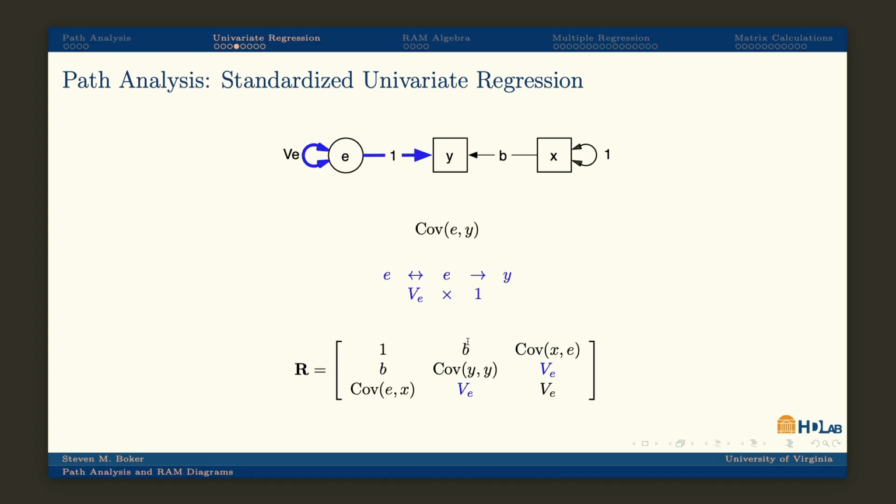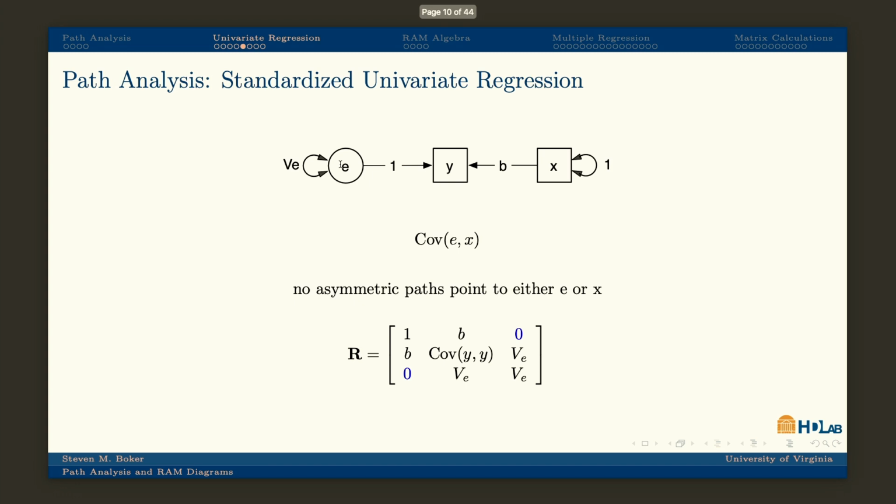How about the covariance between the error and the outcome variable? Well, that's also VE. Why? Because it's 1 times VE. And now we get to the spot where you can't get there from here. There's no way using the tracing rules to get from X to E or from E to X.